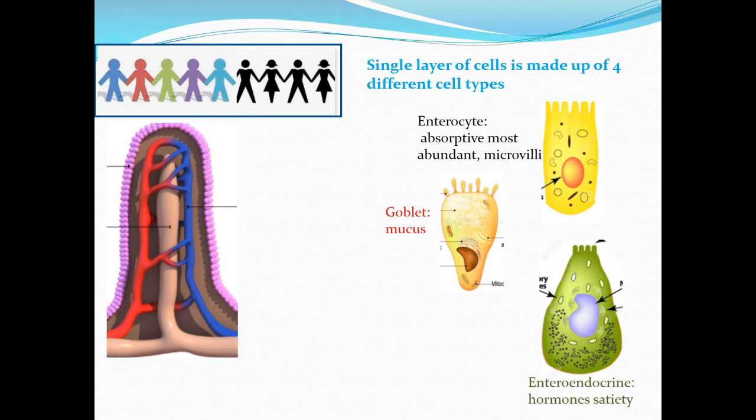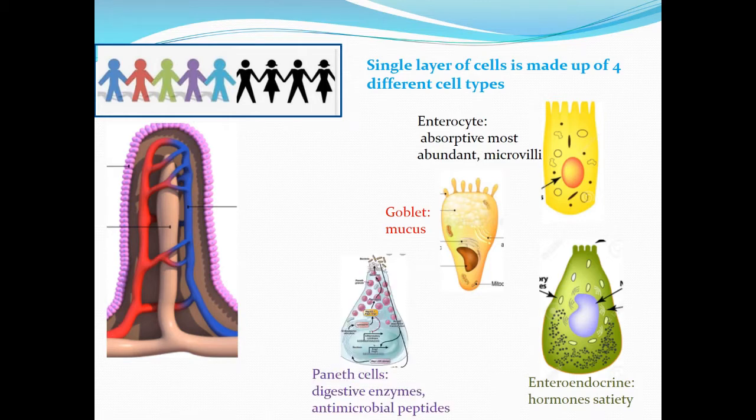Then you have the endocrine cells, and these produce hormones. They are sparsely populated through the gut barrier, but they're very important. They produce these satiety hormones that make us feel full, and of course the hunger hormone that makes us start eating our food. And then we have the Paneth cells, which produce digestive enzymes and antimicrobial peptides.